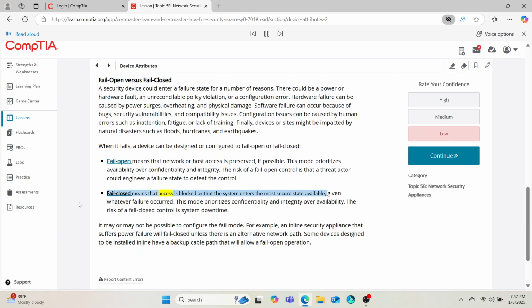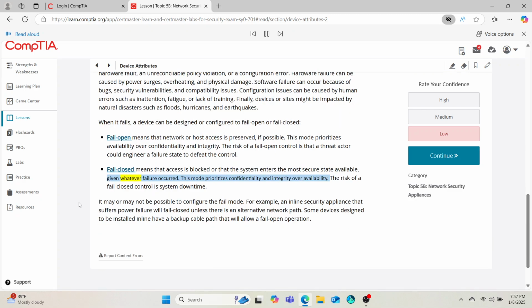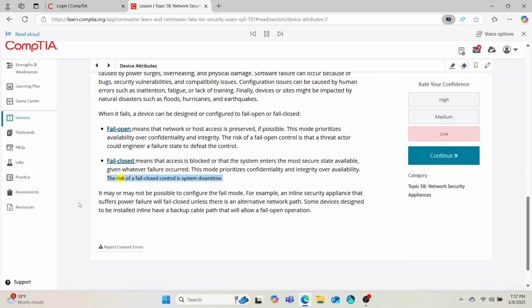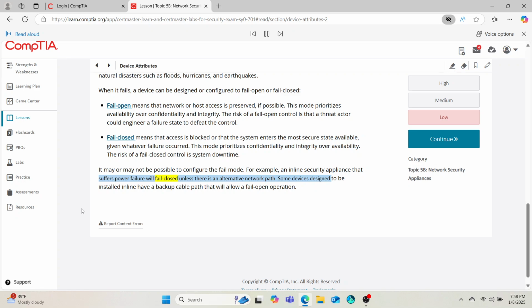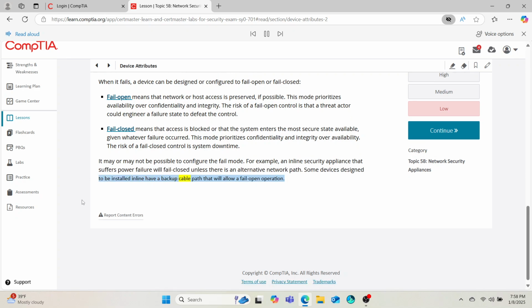Fail-closed means that access is blocked or that the system enters the most secure state available, given whatever failure occurred. This mode prioritizes confidentiality and integrity over availability. The risk of a fail-closed control is system downtime. It may or may not be possible to configure the fail mode. For example, an inline security appliance that suffers power failure will fail closed unless there is an alternative network path. Some devices designed to be installed inline have a backup cable path that will allow a fail-open operation.